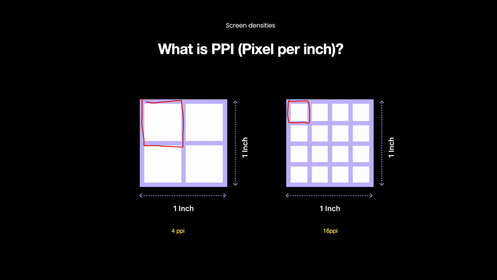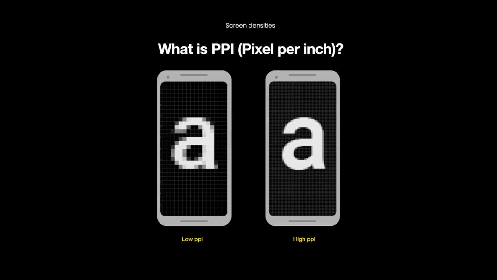Correct? And if you see, there's a massive difference between the two. Now let's say you're designing a UI and that UI element is 4 by 4 in size. So it's going to look this big on the left screen, which is the lower PPI screen, whereas that same 4 pixel UI is going to look this small on the higher PPI screen. So it's going to look really different based on the PPI of the screen if you're designing in absolute pixels.